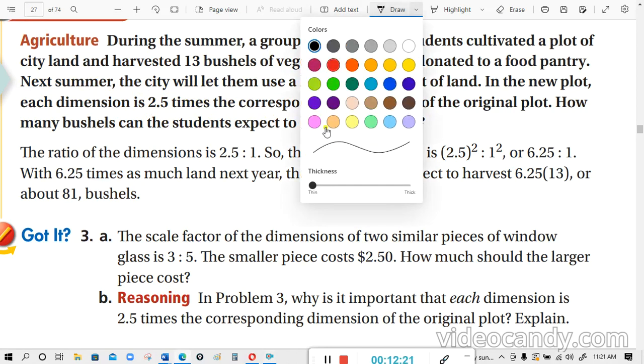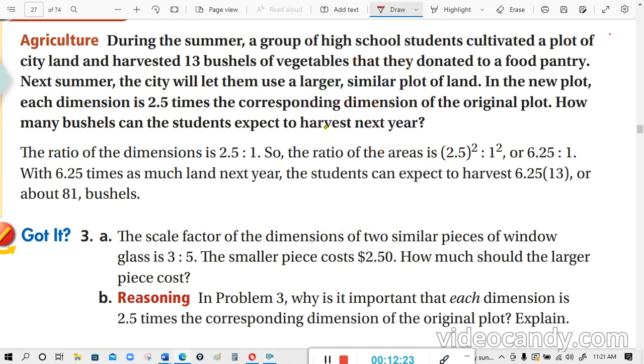So we want to find out how much bigger the area is. The scale factor is 2.5 because they said corresponding dimensions or corresponding sides. So we want to find how much bigger the area is.